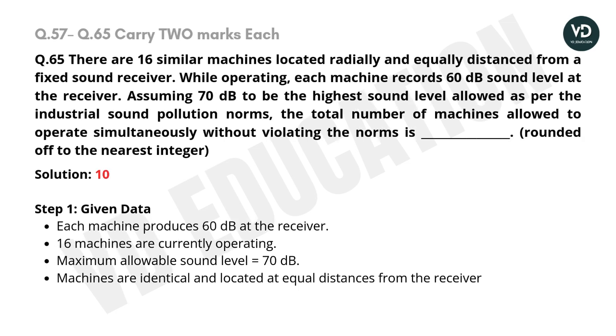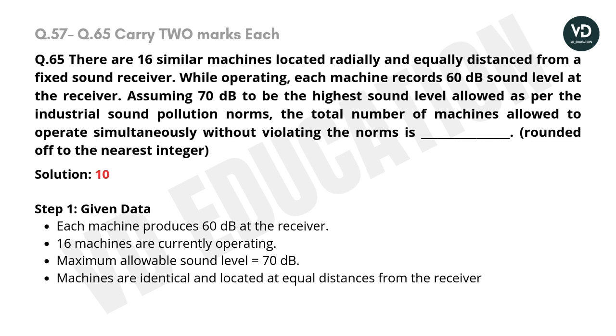Question number 65. There are 16 similar machines located randomly and equally distant from the fixed sound receiver. While operating, each machine records 60 decibel sound level at the receiver. Assuming 70 decibel to be the highest sound level allowed as per the industrial sound pollution norms, the total number of machines allowed to operate similarly without violating the norms is dash, rounded off to the nearest integer.